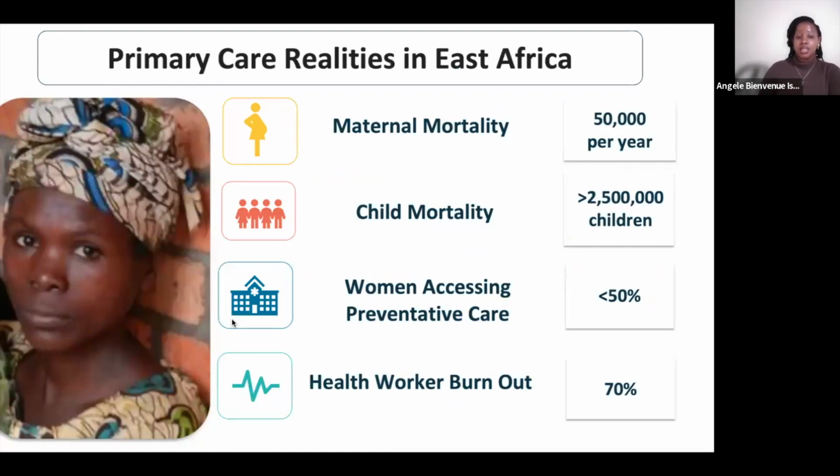Looking at the statistics in East Africa, we see that 50,000 women die each year in the process of giving birth. Child mortality rises to over 2.5 million per year. In East Africa, less than 50% of women access care during their pregnancy, and 70% of care providers are burned out. And these are the statistics before COVID. Post-COVID numbers are even higher.